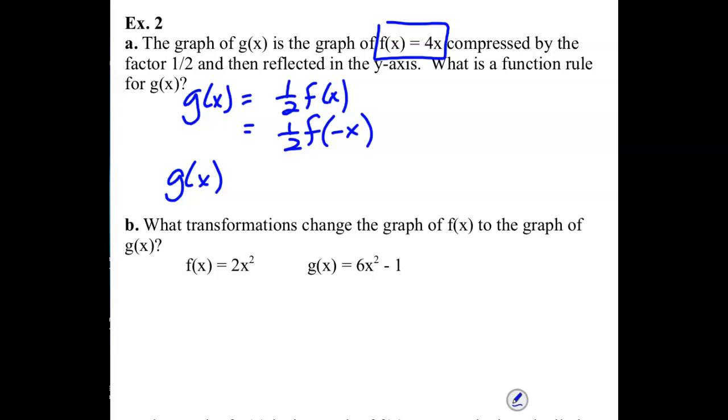We are told that f of x is 4x. So we want to take half of the 4x. Yes? We want to do half of it to compress it. And then we want to change all of our x's into negative x's. What does that turn into? Half of 4 is 2. 2 times a negative x. Okay, so our new function would be negative 2x.